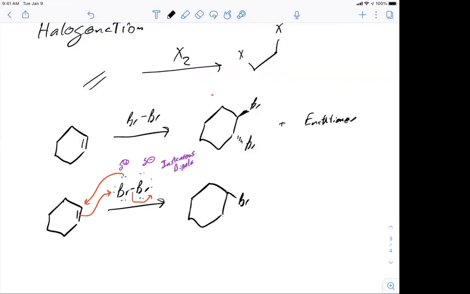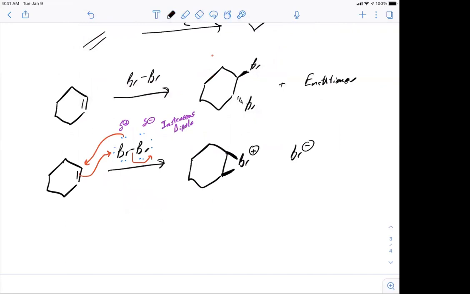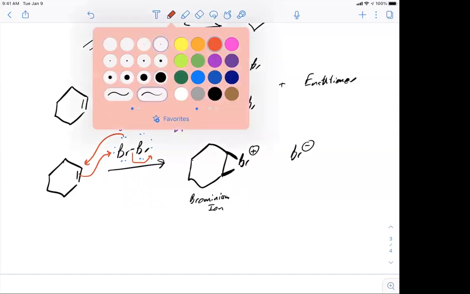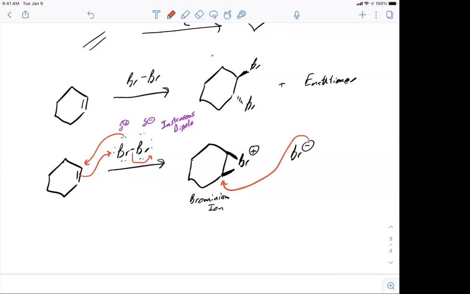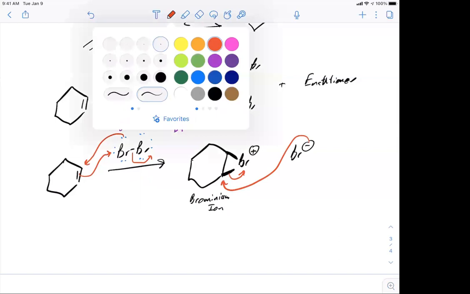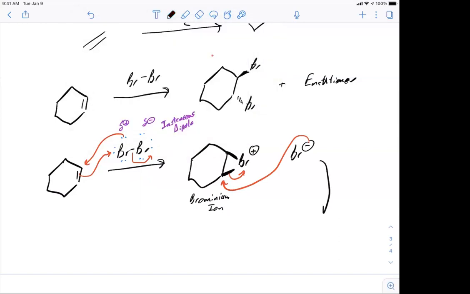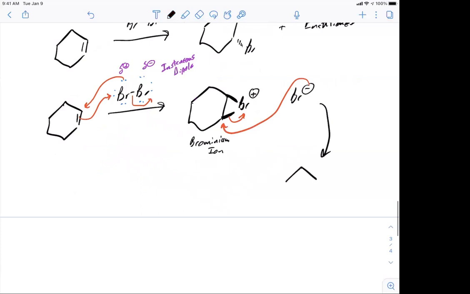So we've got our bromine, and I'm going to go ahead and show it going up, with the positive on it. Because the bromine forms this brominium ion, we end up with this. That means that the bromide coming in will ring open this, only attacking from the backside, to give me anti-periplanar. Okay, so this is an anti-addition.